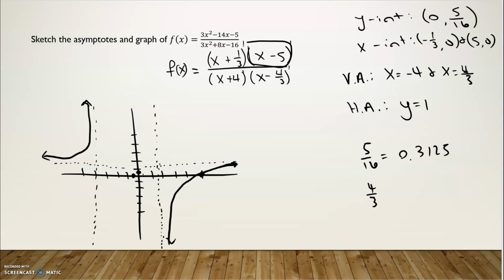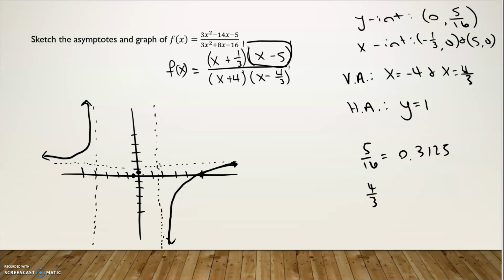You can always pick a point to check to see if that is true. So you could take, say, what is that? 1, 2, 3, 4, 5. X equals 5, and see if you did get a point. And you should, because the only points that you can't have are negative 4 and 4/3. Those are your asymptotes.